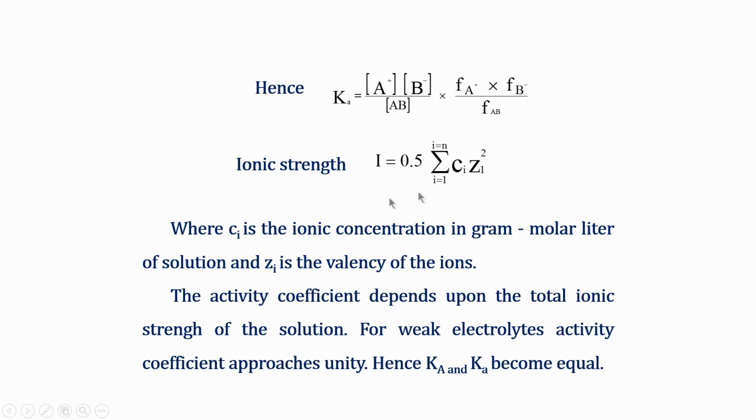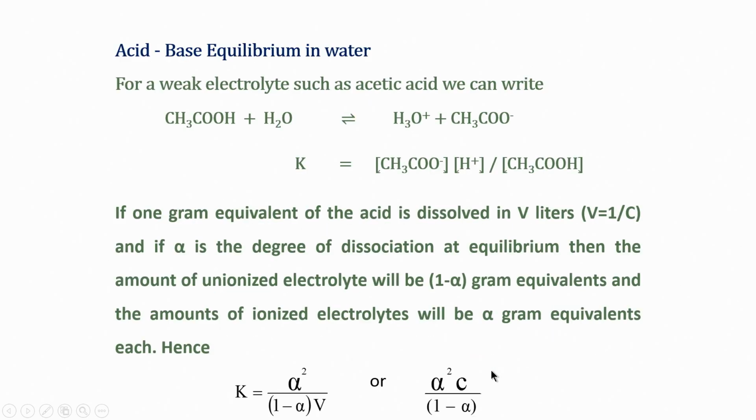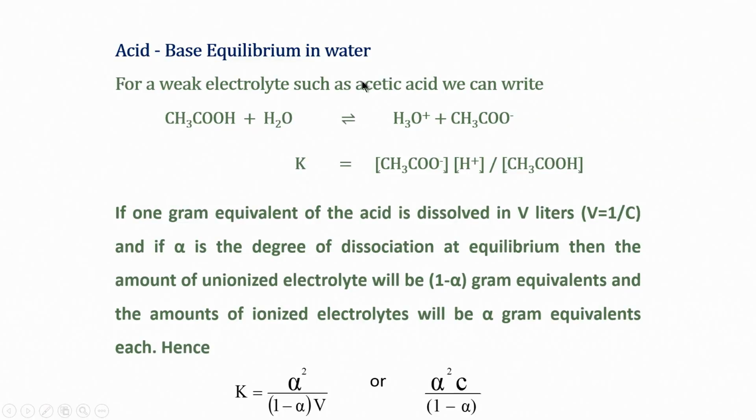So, 99% of the time we use both these systems, and the activity coefficient depends upon the total ionic strength of the solution. For weak electrolytes, activity coefficient approaches unity, hence Ka and Ka become equal. Here I have written capital A using concentrations, and here it is small a using activity. Okay. So, we continue our discussion regarding the acids and bases a little bit more.